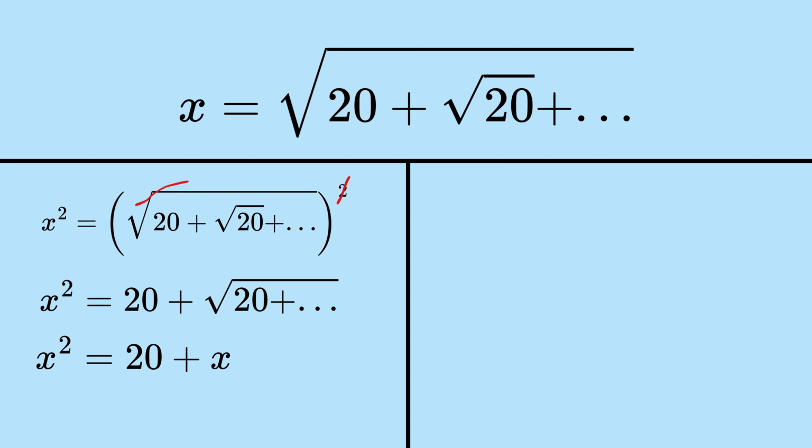Now we have a simple quadratic equation. Let's move everything to the left side and set it to 0. X squared minus x minus 20 equals 0. We need to factor this.